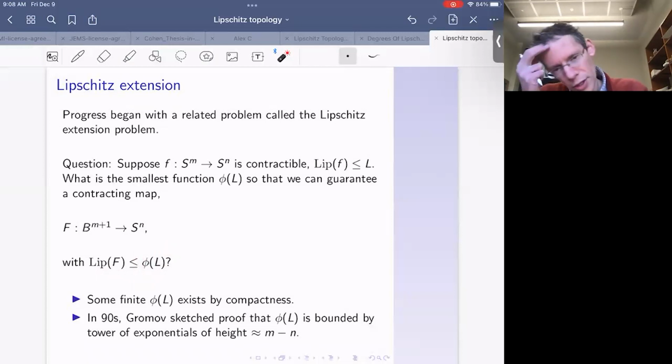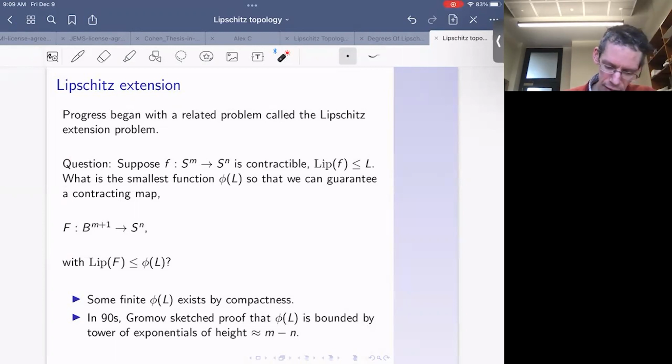So maybe it's good to mention that you can think of the Lipschitz constant as one way of describing the complexity of the map F. If you start with a map F like this with Lipschitz constant L, then you can approximate it by a simplicial map that involves about L to the n, L to the m, I guess, simplices, which is another way you might measure the complexity of the map.